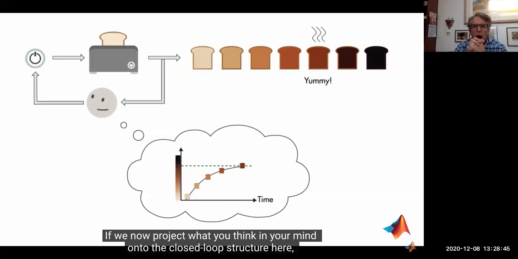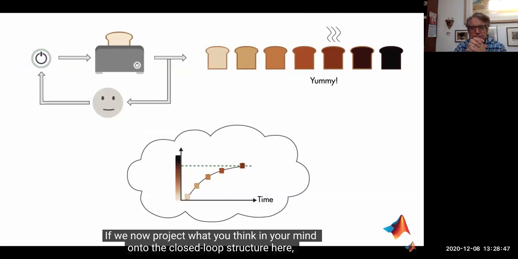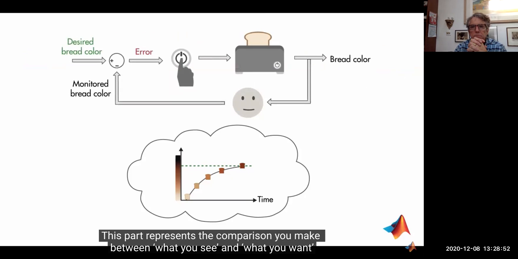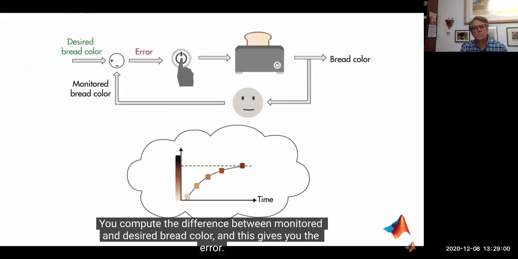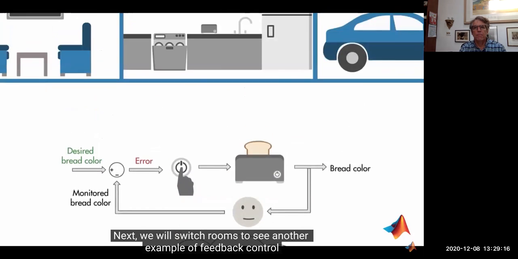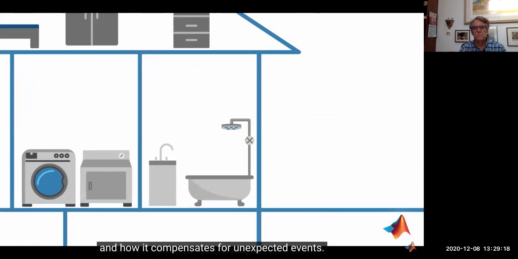If we now project what you think in your mind onto the closed loop structure here, we get the complete feedback loop. This part represents the comparison you make between what you see and what you want. You compute the difference between monitored and desired bread color, and this gives you the error. Then, based on the error, you decide whether to keep the toaster on or turn it off. Next, we will switch rooms to see another example of feedback control and how it compensates for unexpected events.